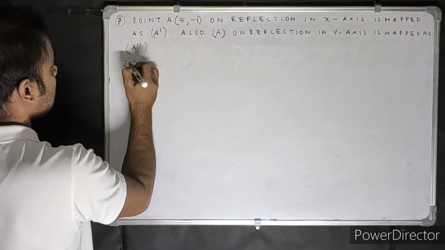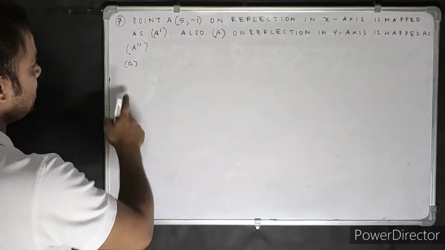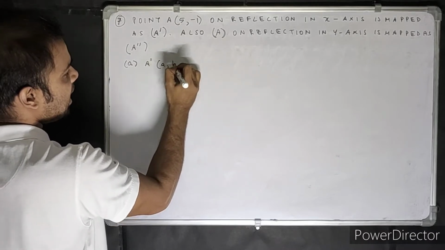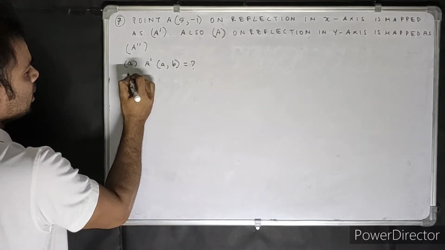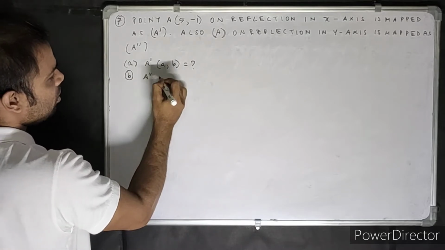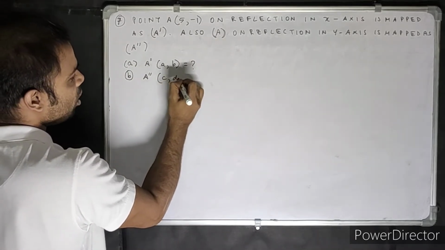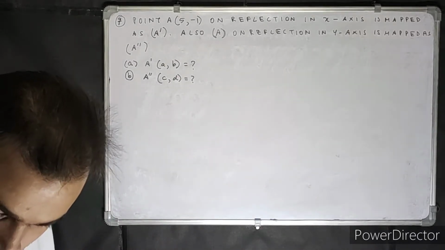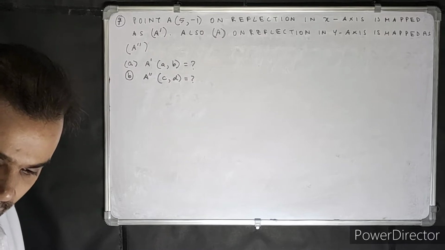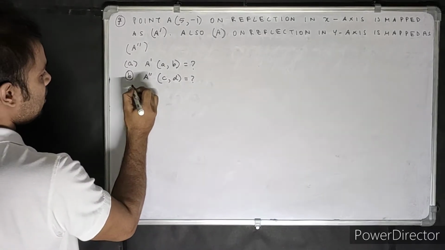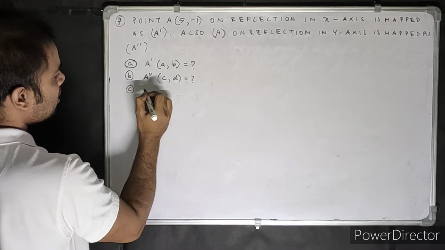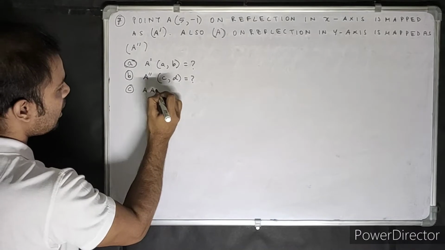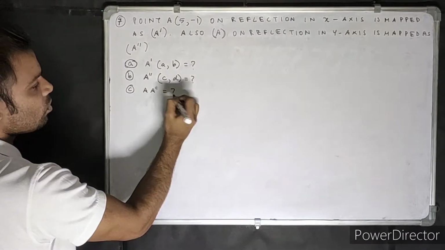First part A, although it's not given as first part, you write it like this, A, B, C. First you have to find the coordinate of A dash, that is A comma B, something. Second part you have to find the coordinate of A double dash, that is C comma D, anything. And then you also have to calculate the distance of A dash, A double dash. This distance you have to find.